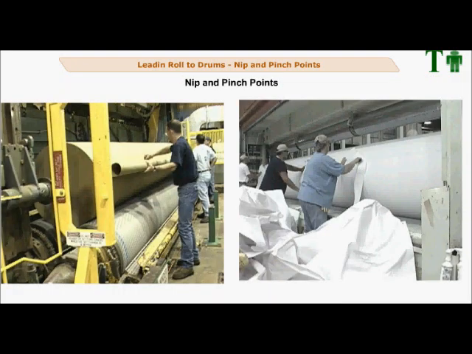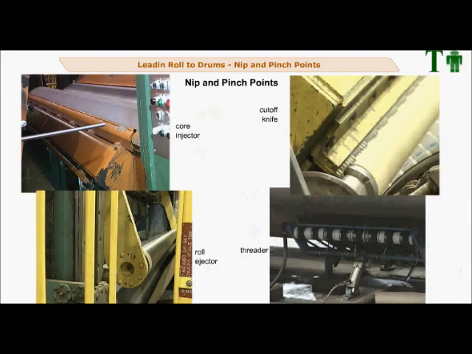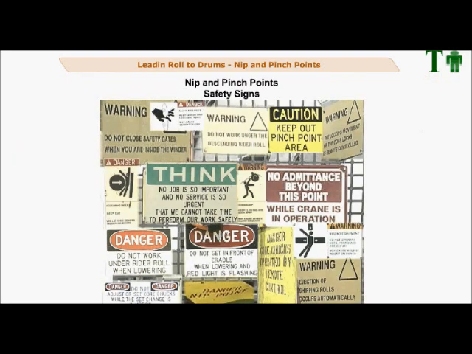Details of front drum splicing will be provided in the Safety Practices section of this CBT. Some additional potential pinch points in this area of the winder, which you must be aware of, are at a cutoff knife, sheet holder, sheet clamp, the roll ejector, a core injector. Once again, make sure that all of the manufacturer's signage is in place.